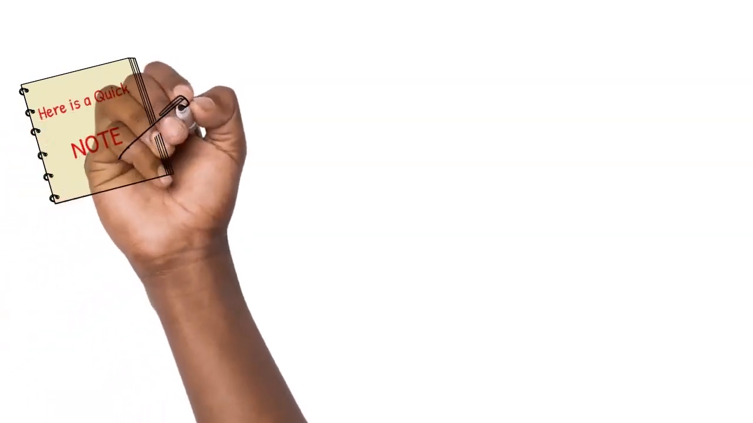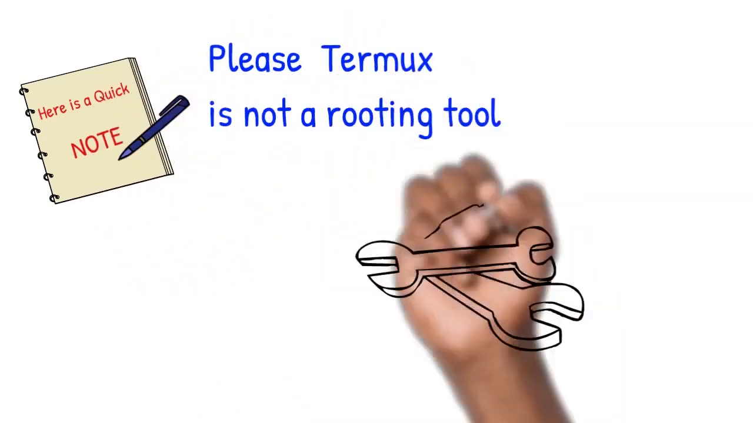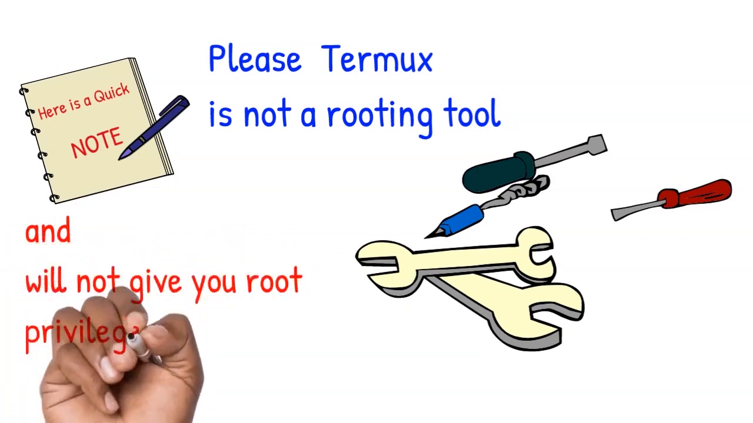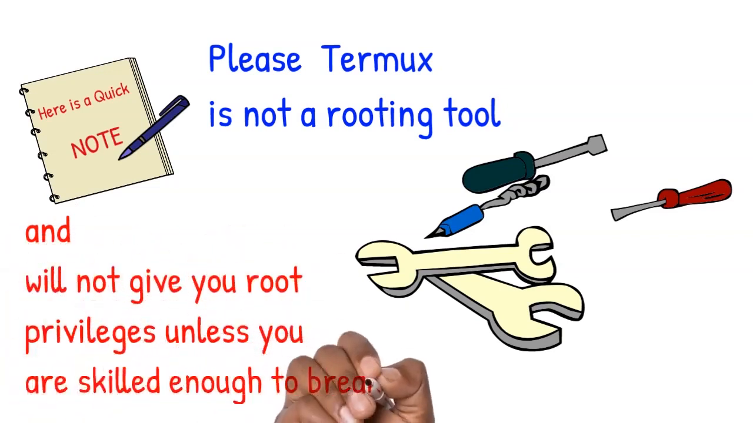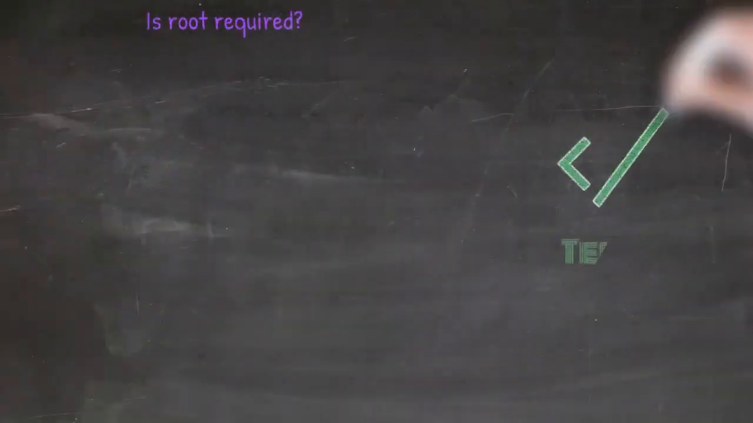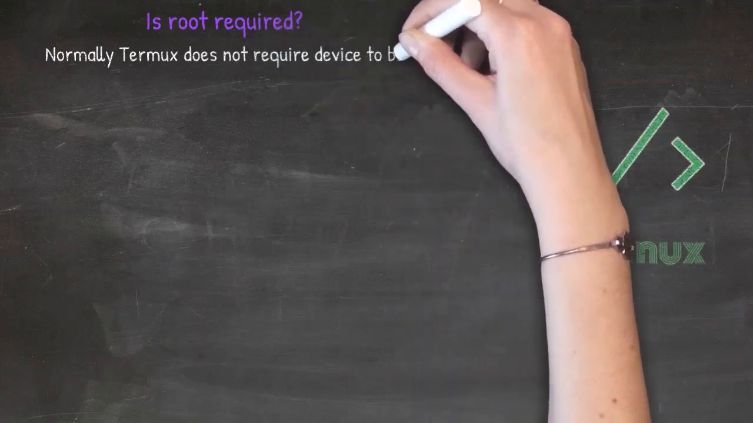So Termux only works on Android 6.0 and above, and we can use several hacking tools in Termux. We can modify some features of Android phones with this amazing application. Please note that Termux is not a rooting tool and will not even give you root privilege unless you are skilled enough to break into the Android OS and the security, and this is a step we are about to take.